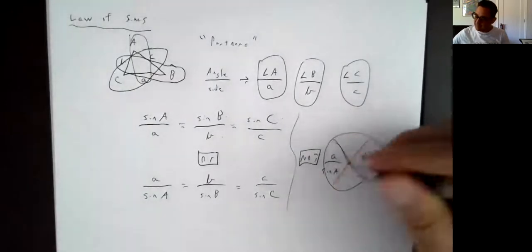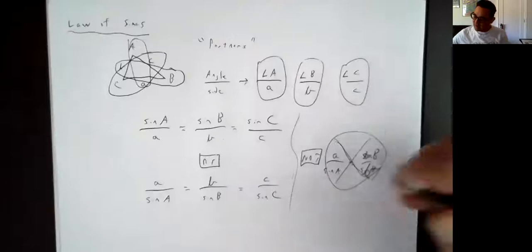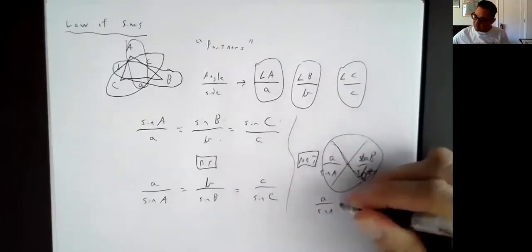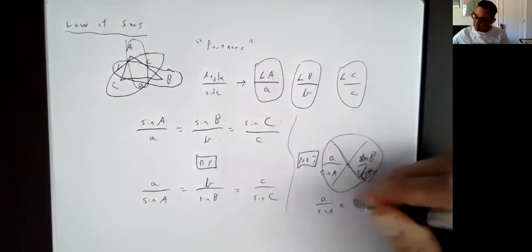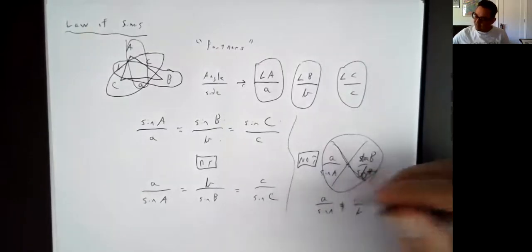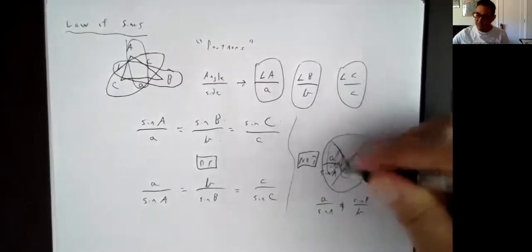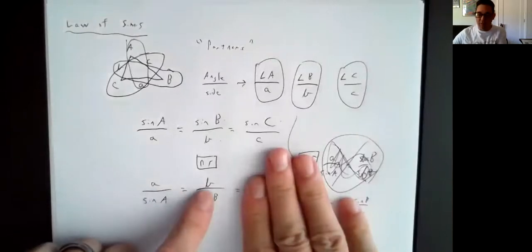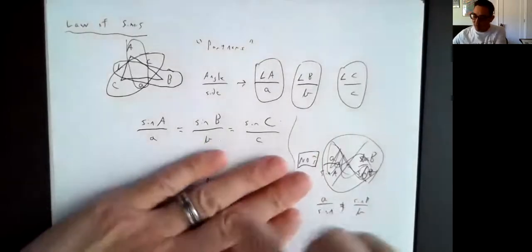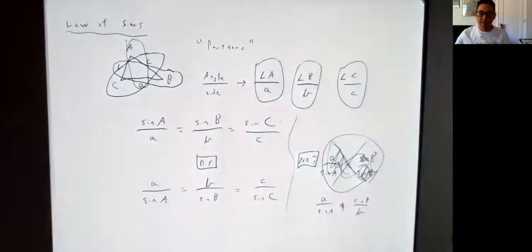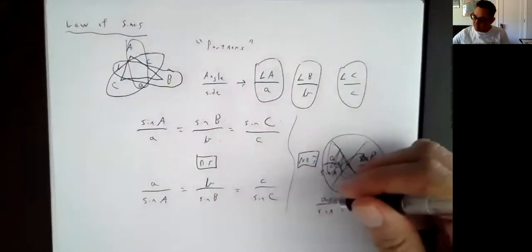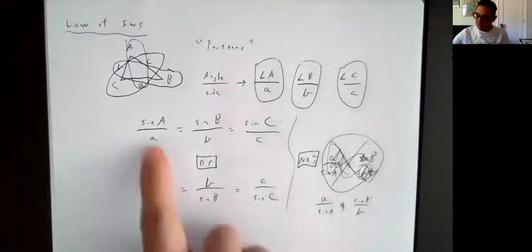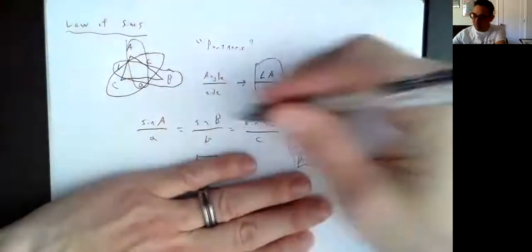Let me write that again. You could not have side A over the sine of A equal to the sine of B over side B. Those two things are not equal. Those don't work. So you have to make either the side always on top and the angle always on the bottom, or always have the angle on top and the side on the bottom. It doesn't matter which, but you can't mix it up and have side over angle equals angle over side.